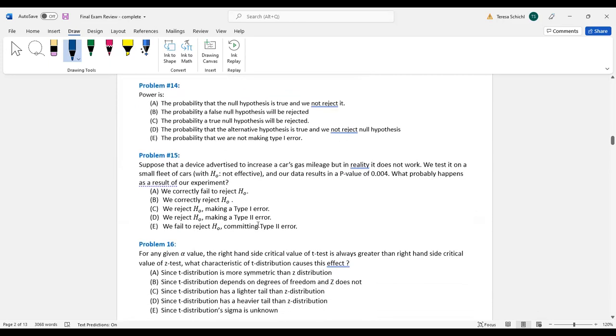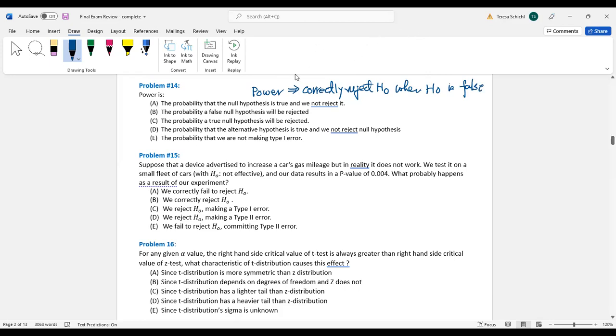Number 14 says power. All right, so power is what? Let's remember we talk about these things here. We always write it out before you look at the answer, so the answer will not bias us. The definition of power is correctly rejecting the H0 when the H0 is false. Okay, let's take a look at which statement is the best.